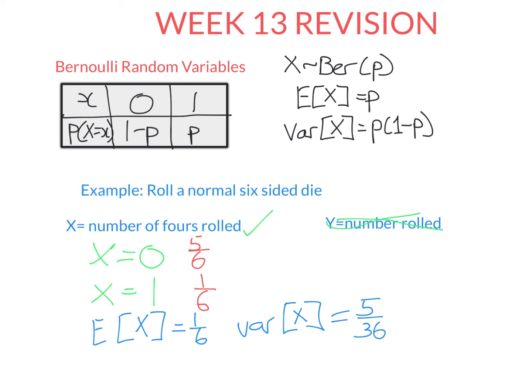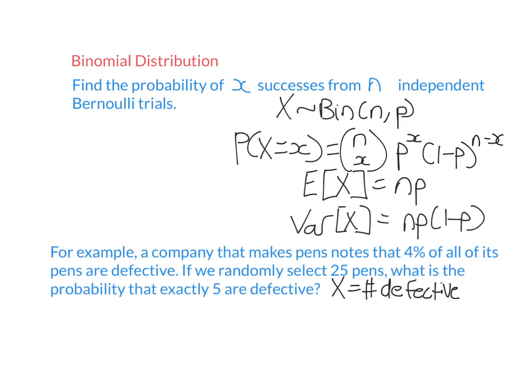All right, let's now look at the binomial distribution. The reason we learned about Bernoulli trials or Bernoulli random variables is that if you put lots of them together, they make up the binomial distribution. The binomial distribution helps us calculate the probability to get X successes from n independent Bernoulli trials. So we saw in the previous slide that rolling a die and letting X be the number of 4s was a Bernoulli random variable. The binomial distribution would arise if you rolled heaps and heaps of dice and you wanted to calculate the probability you get a certain number of 4s.